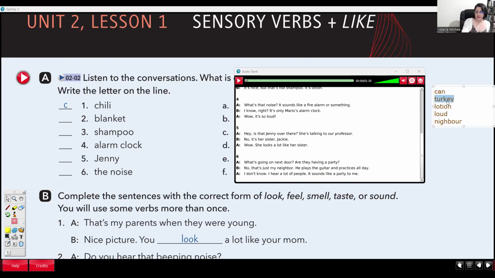Then we have turkey. What is turkey? It's an animal. Pavo. It's a big chicken. A big chicken or un pavo. Yes, pavo. There we go. Pavo and lotion. I don't really know what lotion is. Does anybody know?